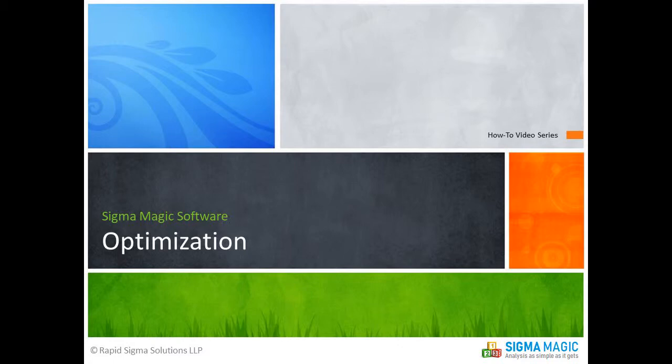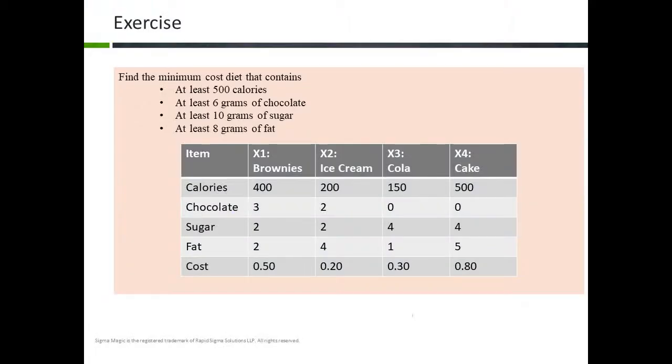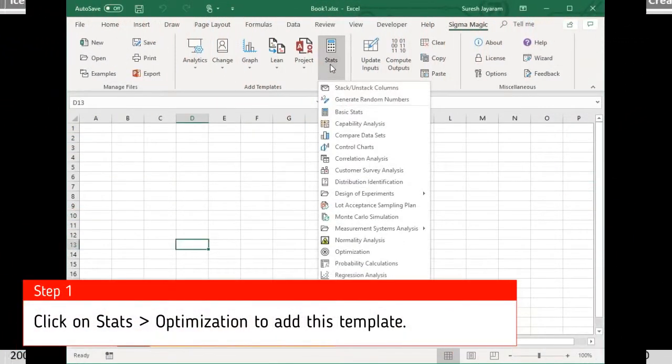In this module, we will solve an optimization problem using Sigma Magic software. Note that Sigma Magic software uses the Excel solver function to perform the optimization. The problem we are considering is to find the minimum cost of a diet based on certain constraints. There are 4 variables, 1 objective function and 4 constraints.